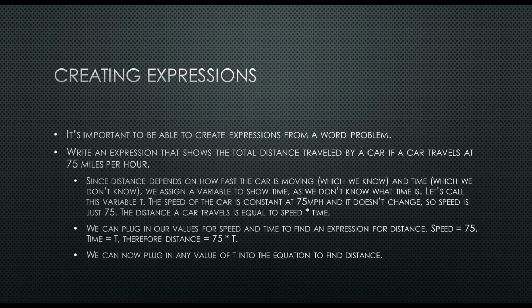And the speed of the car is constant at 75 miles an hour, and it doesn't change, so speed is just 75. And the distance the car travels is equal to speed times time. So we can plug in our values for speed and time, and we can find an expression for distance. Speed is equal to 75, time is t, so therefore distance is equal to 75 times t. And we can now plug in any value of t into the equation to find the distance traveled.